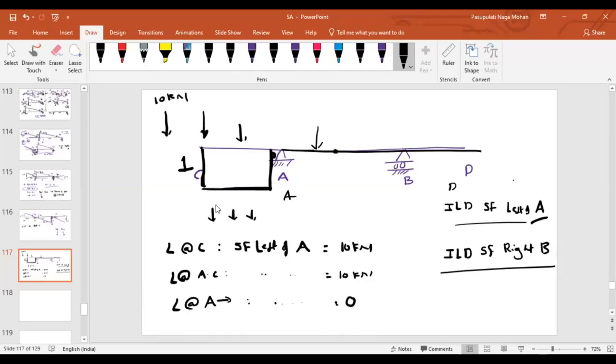That means what we can conclude? If the load is in between the span A to C, then only shear force will develop to the left of point A. If the load is in between A to D, shear force to the left of A will be 0.